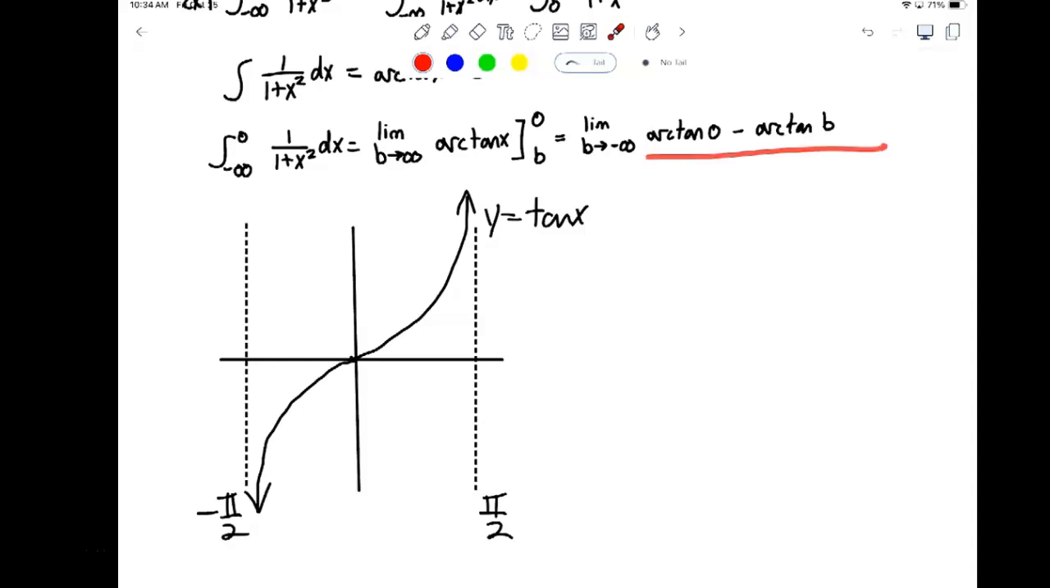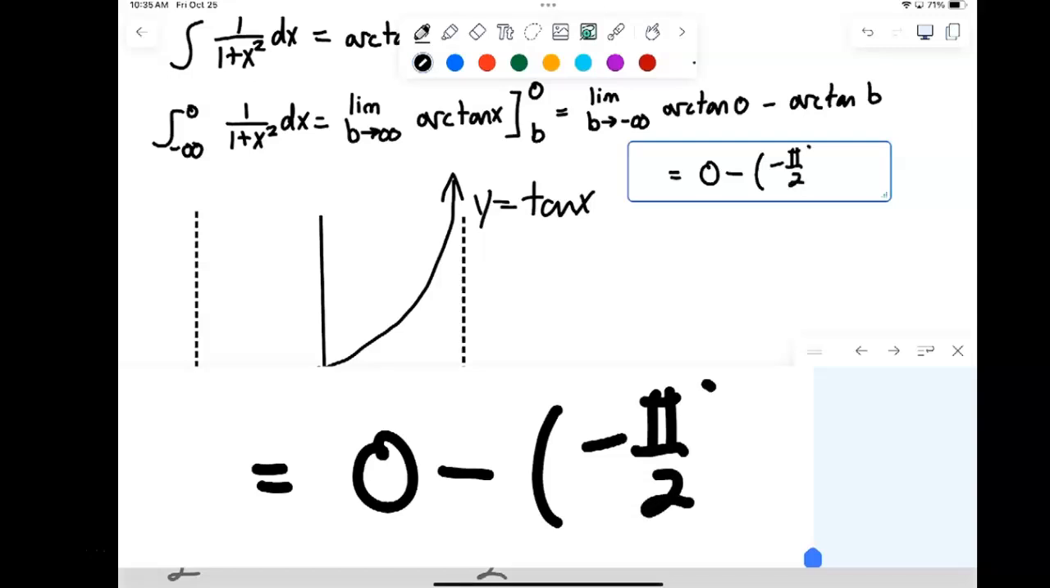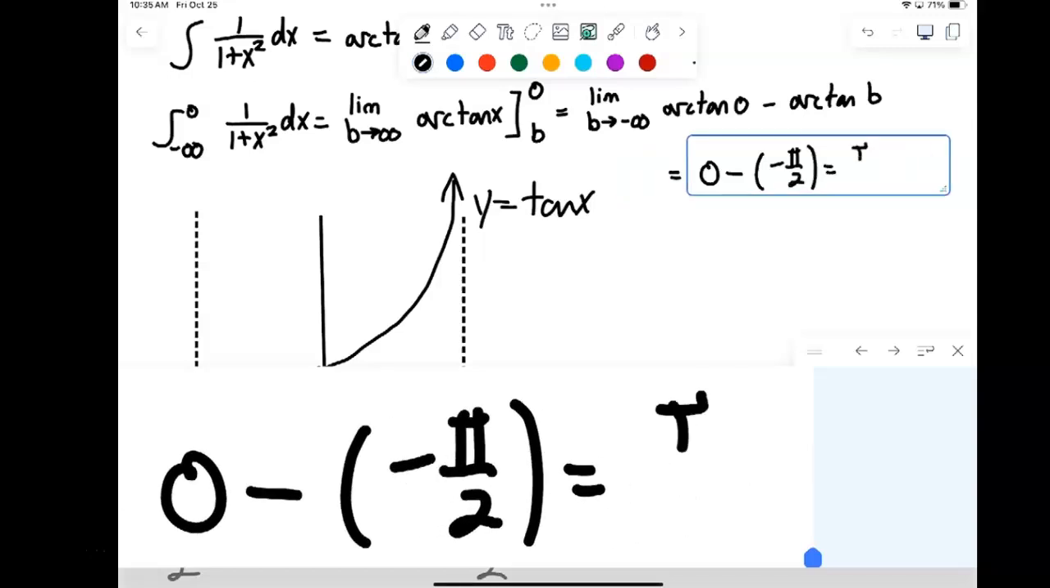All right, because remember, with the inverse, everything's reversed. So if I'm looking at inverse, the x is the b value. But now on the graph of the tangent, I need to look at what's happening to my y value. And so therefore, as we go to negative infinity, your x value is approaching negative pi over 2. So this is going to be arctan of 0, which is 0, minus a negative pi over 2. So that integral is going to work out to be pi over 2.